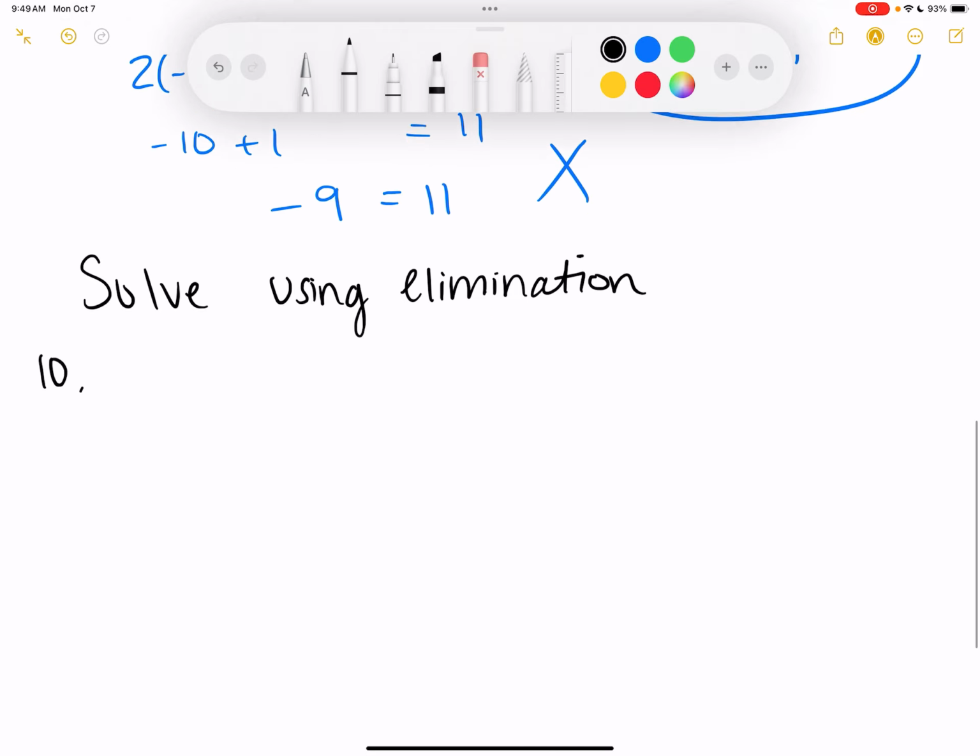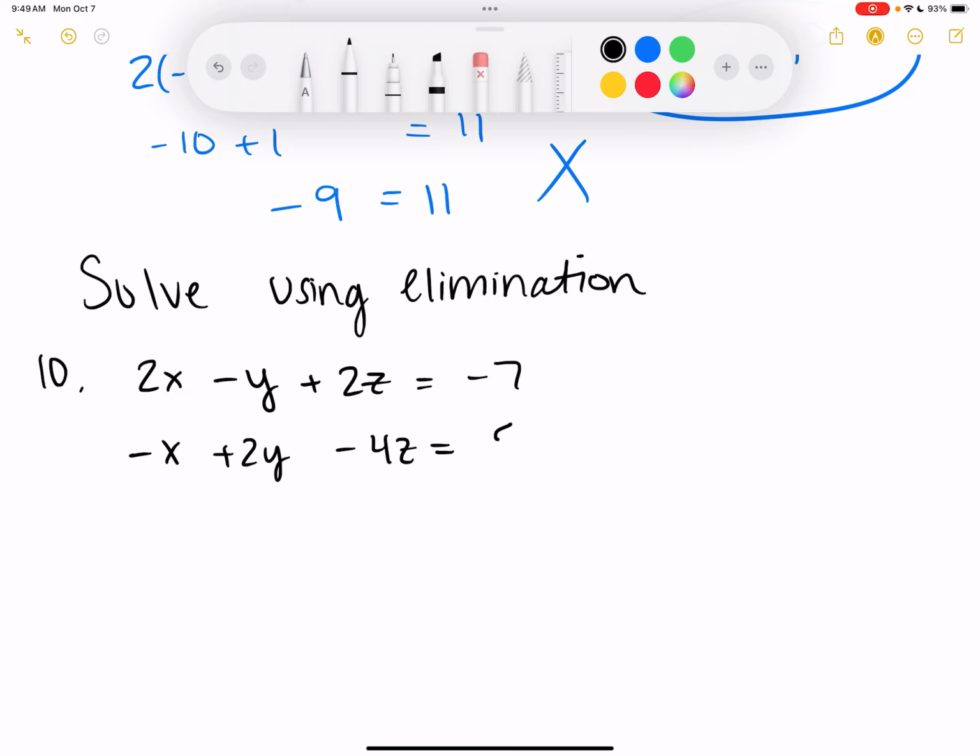All right, number 10. I've got 2x minus y plus 2z equals negative 7. Negative x plus 2y minus 4z equals 5. And x plus 4y minus 6z equals negative 1.